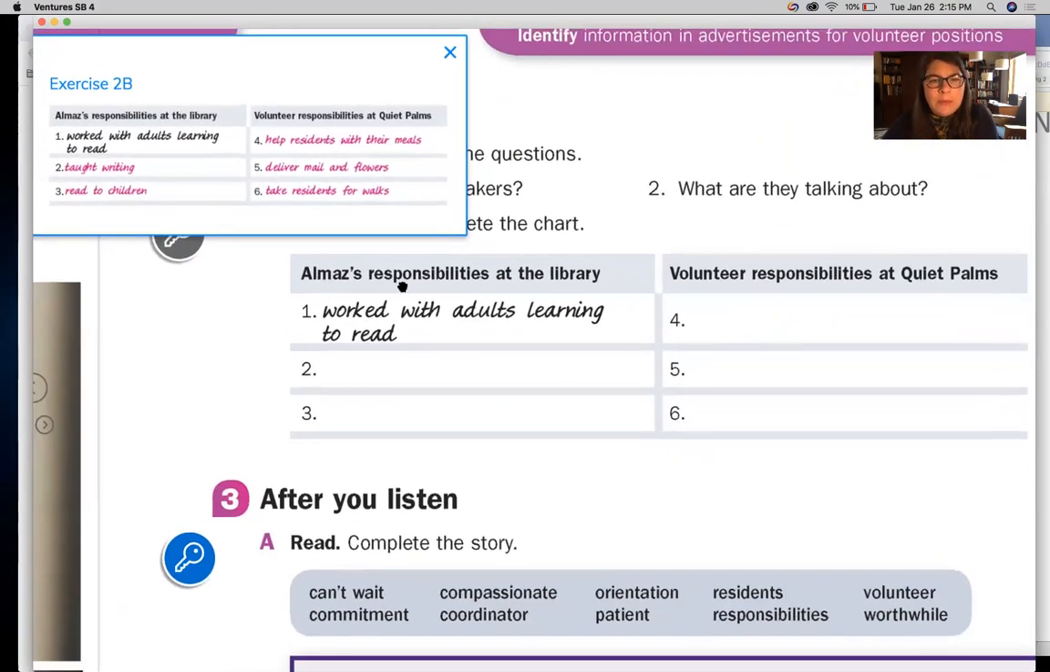Okay, so Almaz's responsibilities at the library: worked with adults learning to read, and there were 2 more. She taught writing, and she read to children. Okay, and then she said, but I really like working with adults, remember? So over here, volunteer responsibilities. What will she do if she gets the job, which she did? Help residents with their meals, deliver mail and flowers, and take residents for walks, right? And it also said, please be patient, if you remember. So that's sort of another responsibility, okay?